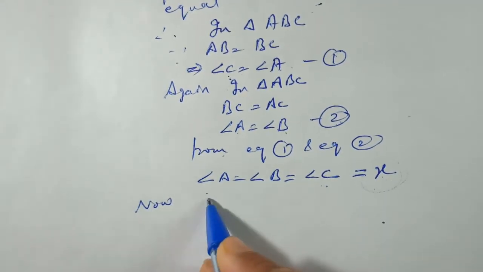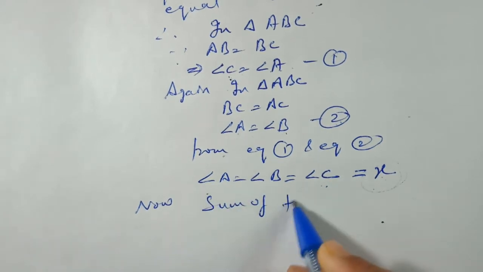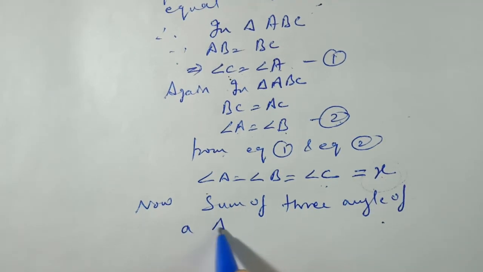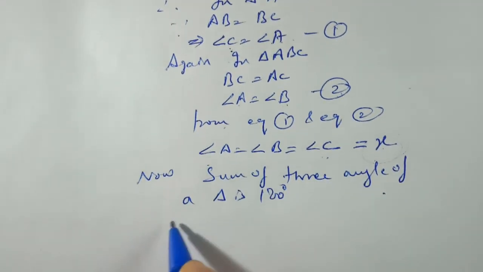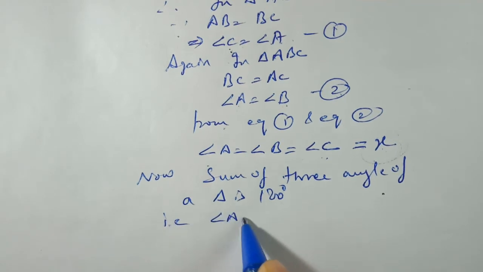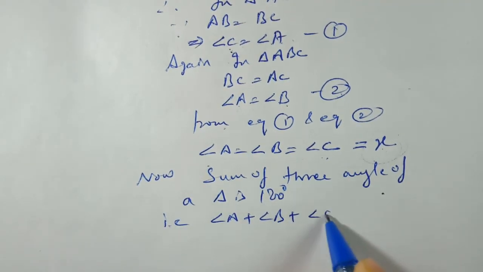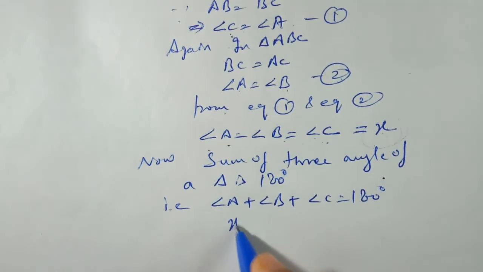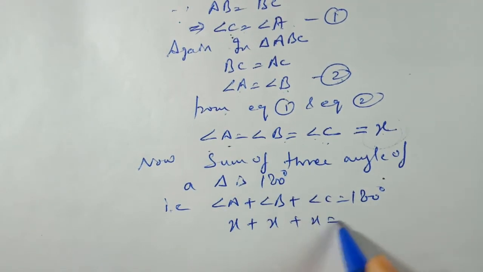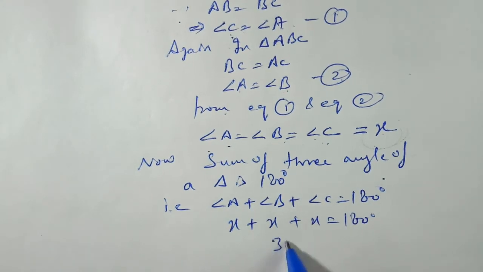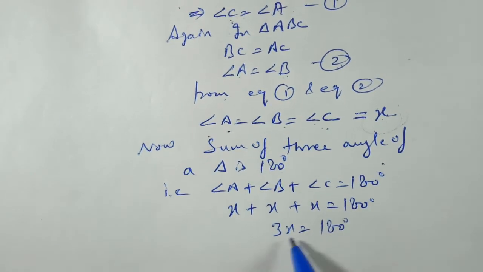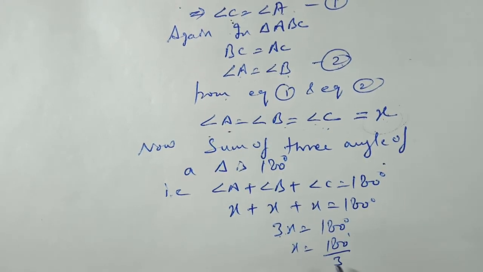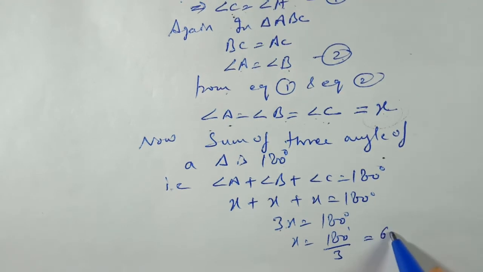Now the sum of three angles of a triangle is 180 degrees. That is, angle A plus angle B plus angle C is equal to 180 degrees. So in place of all the three we can write x, or we can say x plus x plus x is equal to 180 degrees. This will give 3x equal to 180 degrees. 3 is in multiplication, so on the other side it will go to division, and this will give x is equal to 60 degrees.